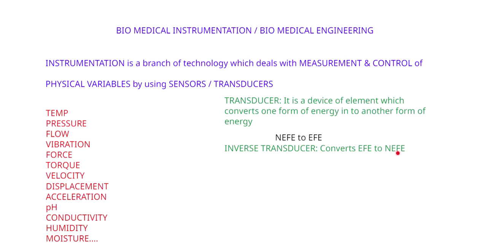Okay, tube light, which converts electrical form of energy, voltage or current, into optical energy, light signal. Okay. So in this way we can give examples for transducers and inverse transducers.